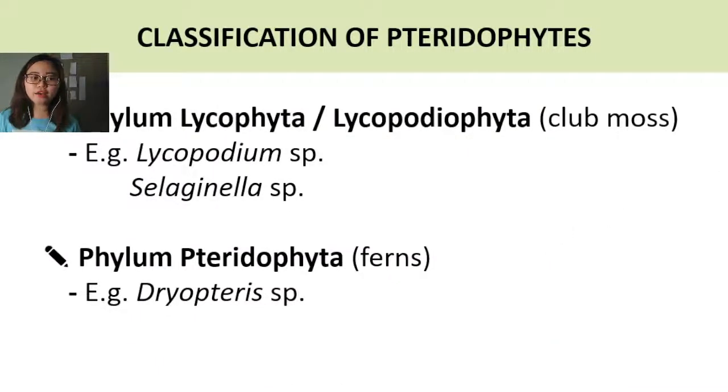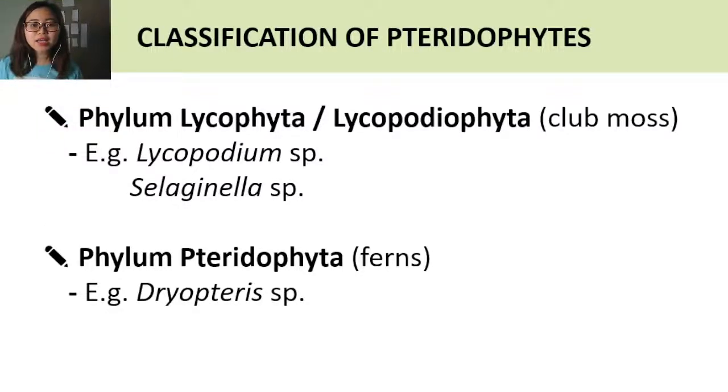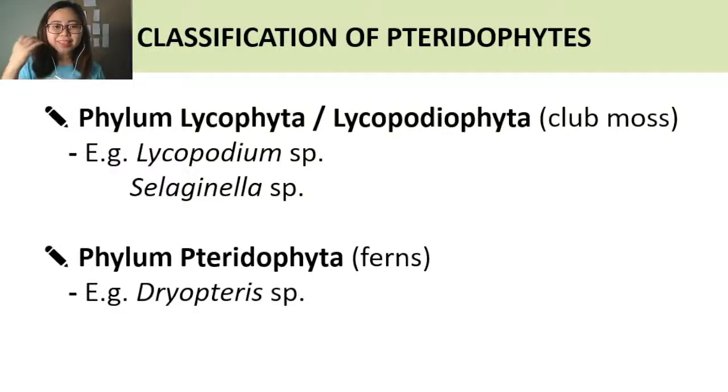Okay, as you may have noticed, I showed you the structure, the anatomy of several species in pteridophytes, and they can look a bit different from each other. Kalau kamu perasan tadi, Selaginella dengan Lycopodium, dia macam jauh berbeza dengan Dryopteris. And that's actually how we classify them into two phylum in pteridophytes. The first phylum is phylum Lycophyta, ataupun kalau ada buku teks yang lama, dia akan tulis Lycopodiophyta, which is also called club moss. And examples are Lycopodium species and Selaginella species.